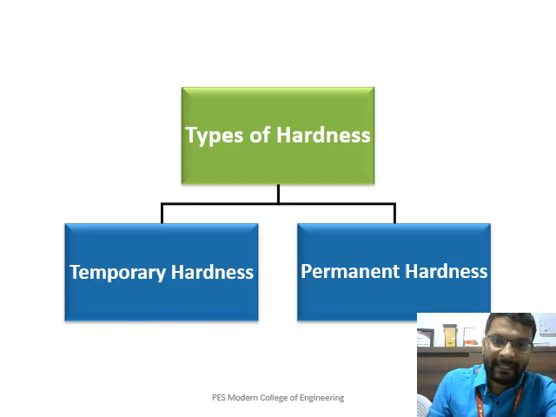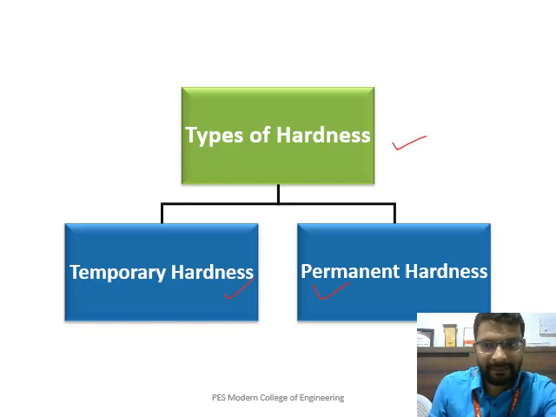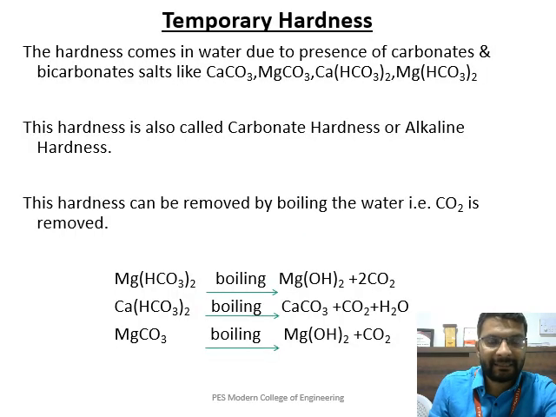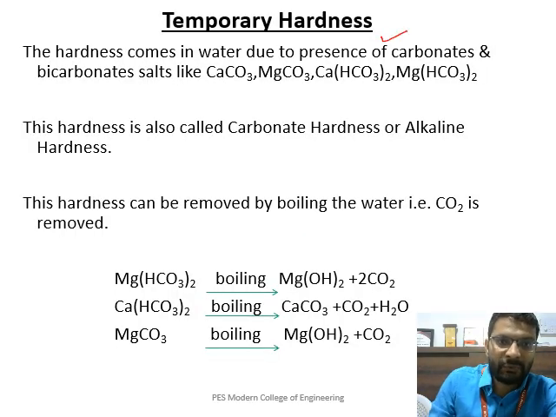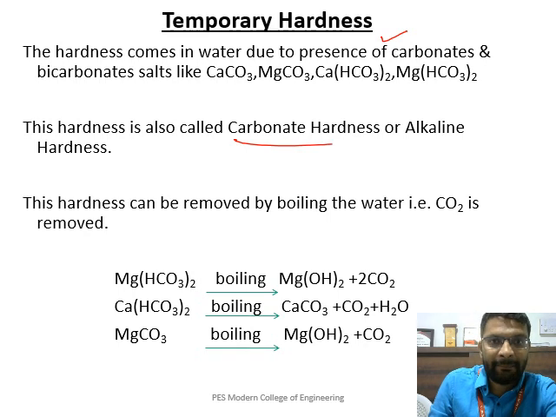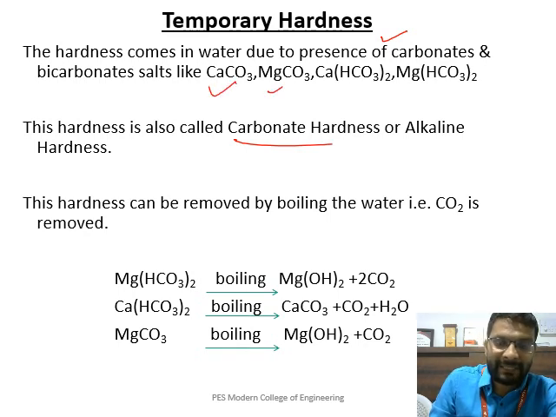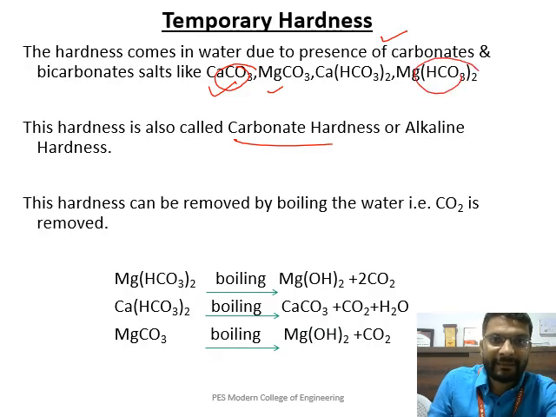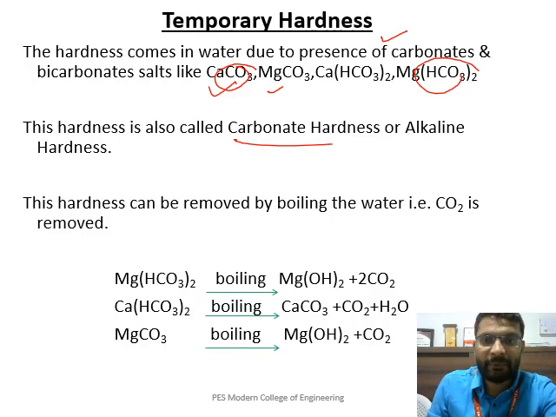Hardness can be categorized as temporary hardness or permanent hardness. Temporary hardness is due to the presence of carbonate hardness, meaning calcium and magnesium present as carbonates or bicarbonates. This temporary hardness can be removed easily by the boiling process.